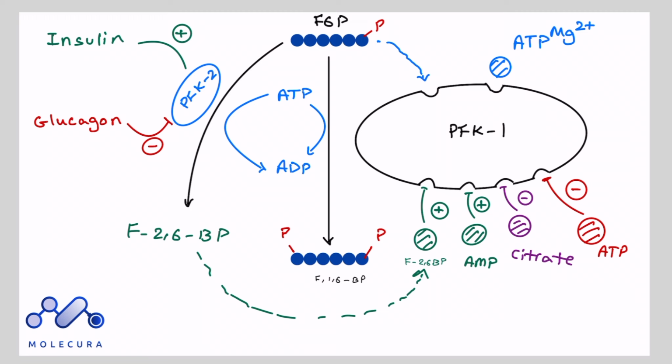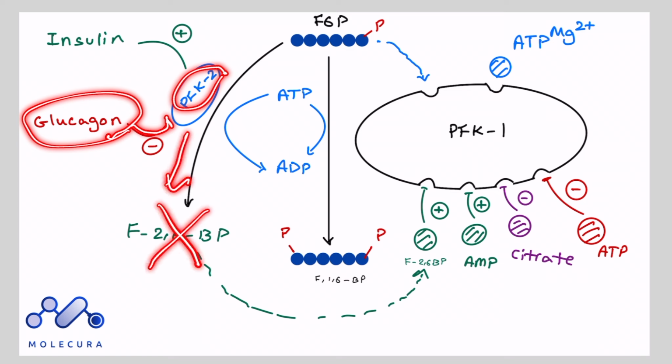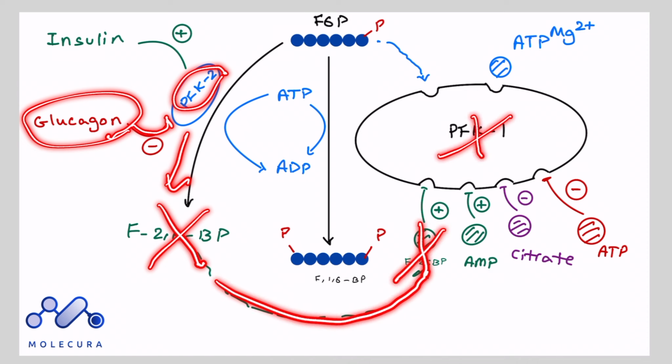Conversely, when we are starving, someone who has not eaten for let's say 12 to 14 hours, glucagon level is going to increase. What will happen is that glucagon will come and phosphorylate PFK2, and it will tell PFK2 that please don't make fructose 2,6 bisphosphate. Why? Because we don't want PFK1 to work. Why we don't want PFK1 to work? Because we need to use the intermediates of glycolysis to make glucose.